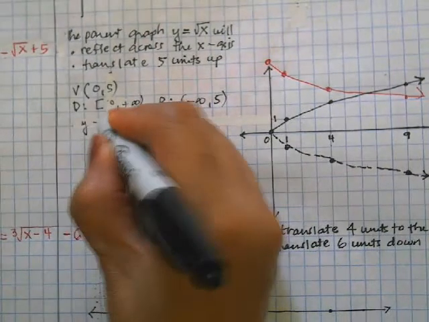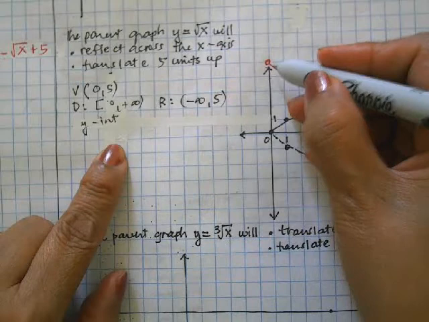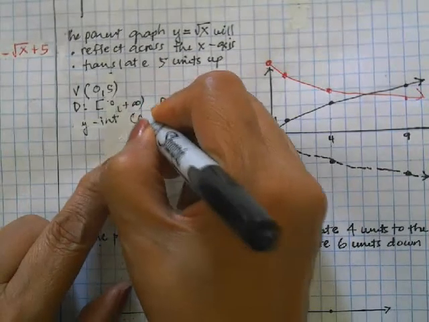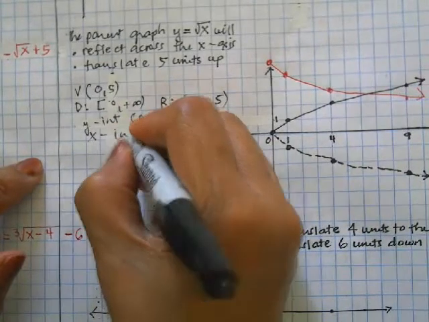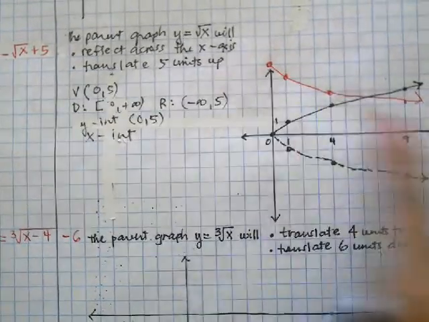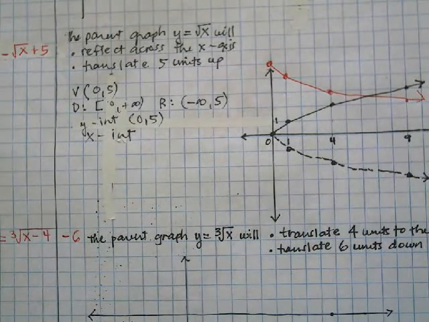Let's look for our y-intercept. So where is your y-intercept? Here, it is also your vertex, 0, 5. Let's solve for the x-intercept. The x-intercept is not seen in the graph. It should be somewhere to the right of 9. So let's solve for that.